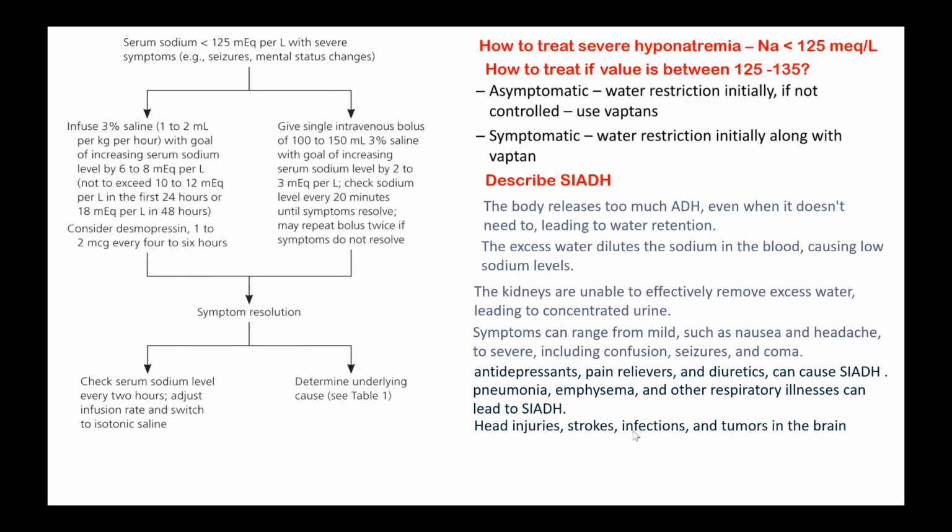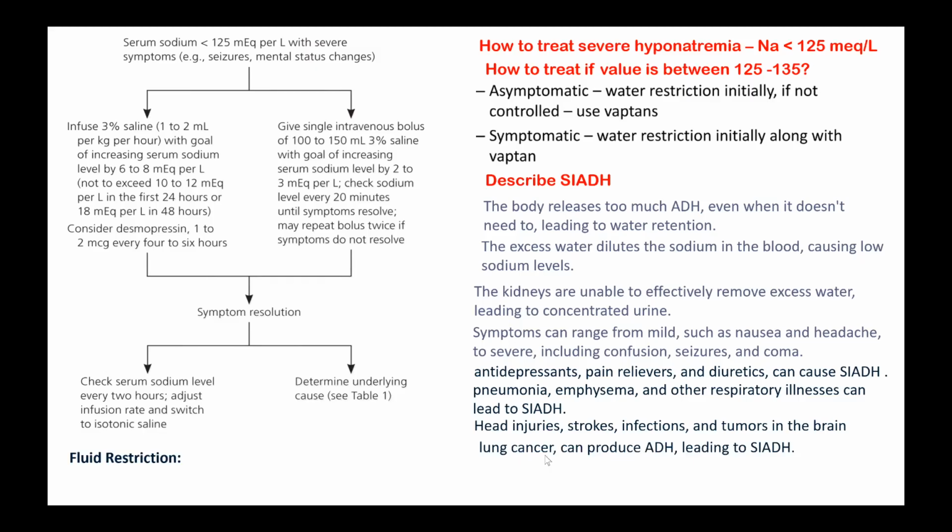So the classical features of SIADH: the patient is normovolemic or hypervolemic. They are never hypovolemic or dehydrated, but in spite of that, excess ADH is produced, and the ADH causes its normal action of water retention. So urine output decreases or becomes concentrated. And because the water is retained more than what is required, sodium levels come down. So the patient goes into hyponatremia. This is the very simple mechanism of how SIADH is caused.